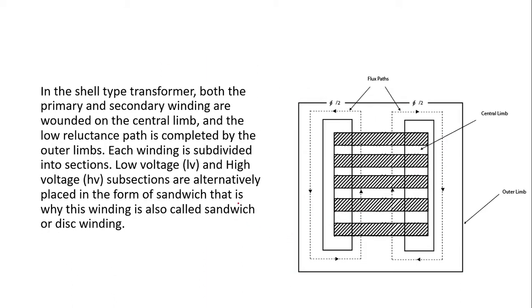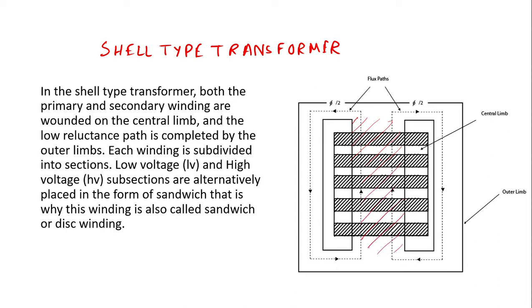Next, we come to the shell type transformer. Now in the shell type transformer, both the primary and the secondary winding are wound on the central limb. Now, what is the central limb? This portion is the central limb, right? So the primary coil and the secondary coil both are wound around this central limb.